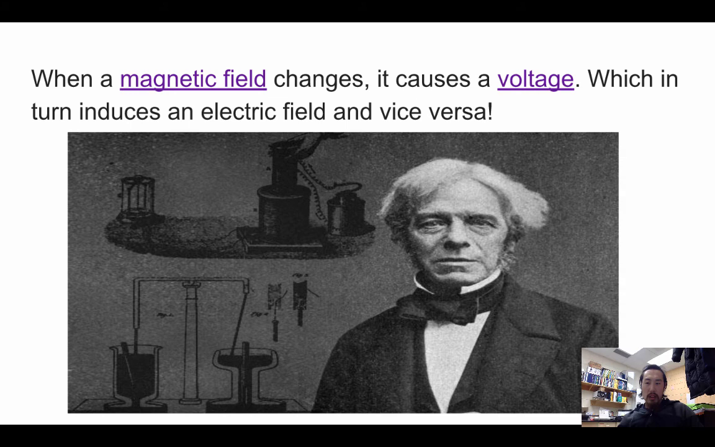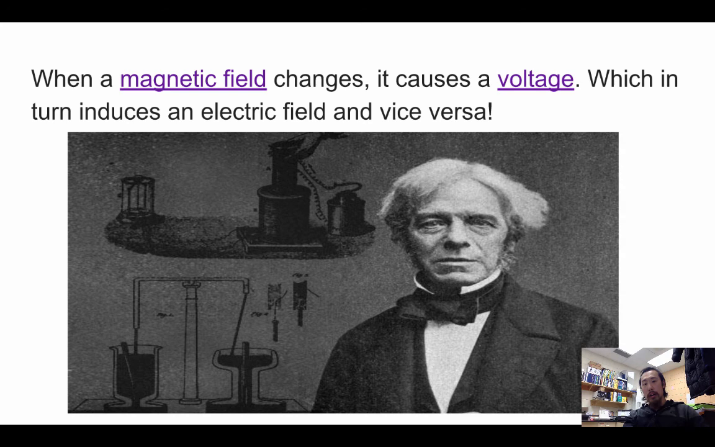But Faraday's law says, when a magnetic field changes, it causes a voltage, which induces an electric field. So if you have a magnetic field and that magnetic field is moving, it causes an electric field. And vice versa, if you have an electric field that's moving, like a current, it causes a magnetic field, right? So that's Faraday's law. That's what we know as Faraday's law, and it has changed our world, right?